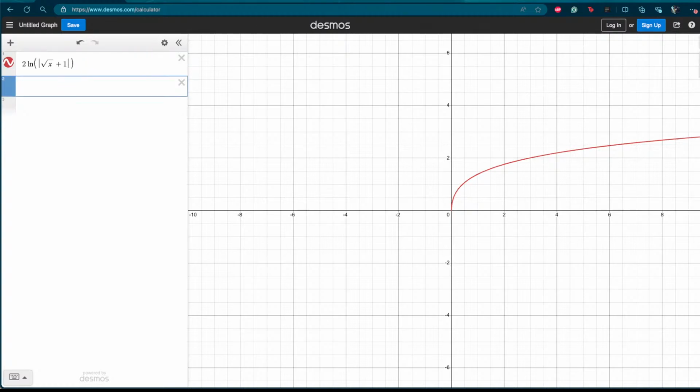Okay. Now let's put in what I had originally got. 2x to the 1/2 minus tan inverse, arctan x to the 1/4. Okay.